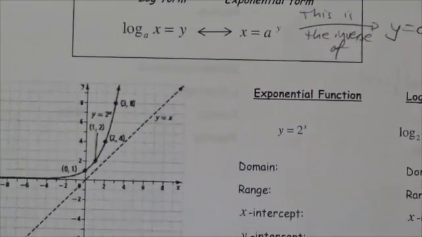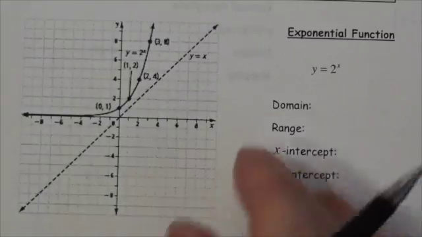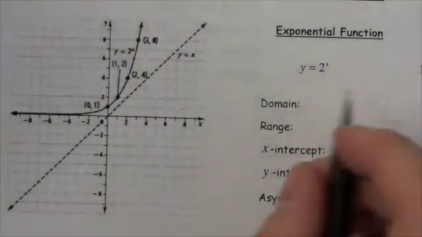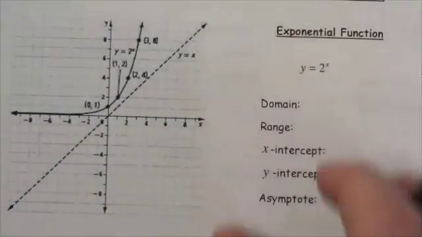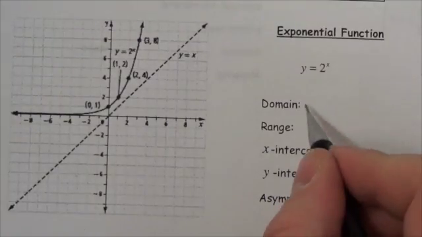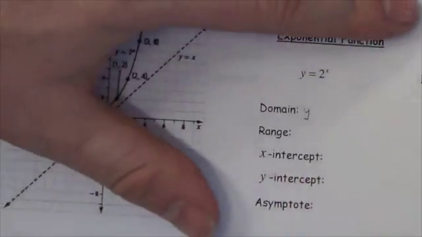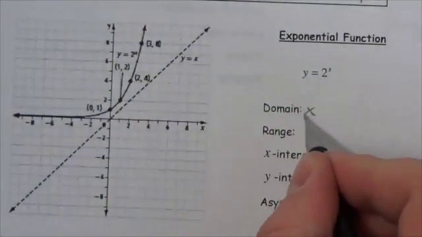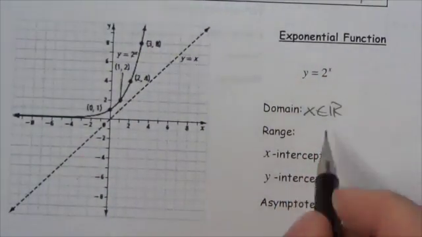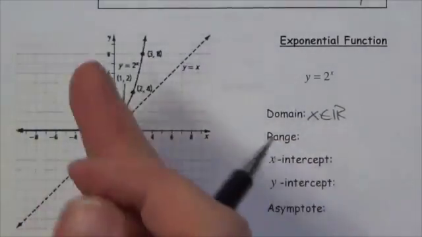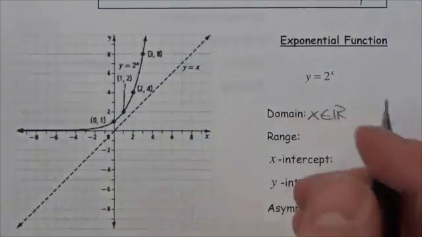Now let's take a look at what the graph looks like here. Here's our exponential function, y equals 2 to the x. We've talked about these before, so I'm going to quickly run through these characteristics. The domain, and we've seen this before, is x is an element of the reals. There's no restriction on the value of x here. You can go infinitely to the left and the right. There's no gaps in it.